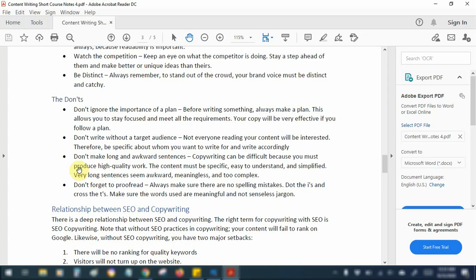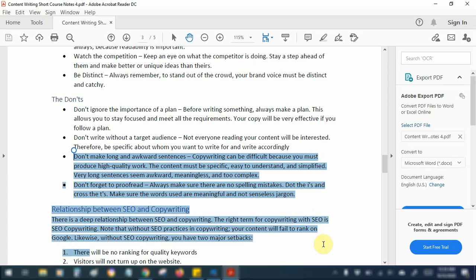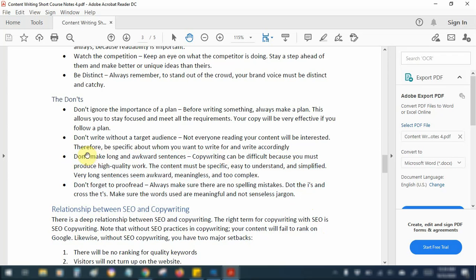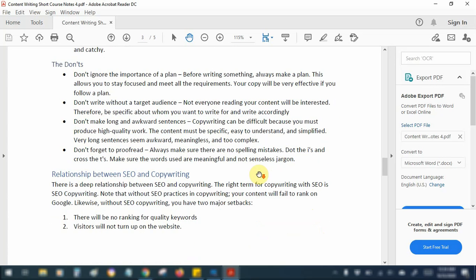Then we are talking about, don't make long and awkward sentences. One mistake most writers make is they end up writing sentences that are an entire paragraph long. You might see sentences as long as this without any full stop anywhere, and that is wrong. Keep your sentences short. It's a standard rule. Do not exceed 20 words per sentence, and keep it very, very easy to understand. Do not use extremely complex vocabulary that is meaningless and awkward in the end.